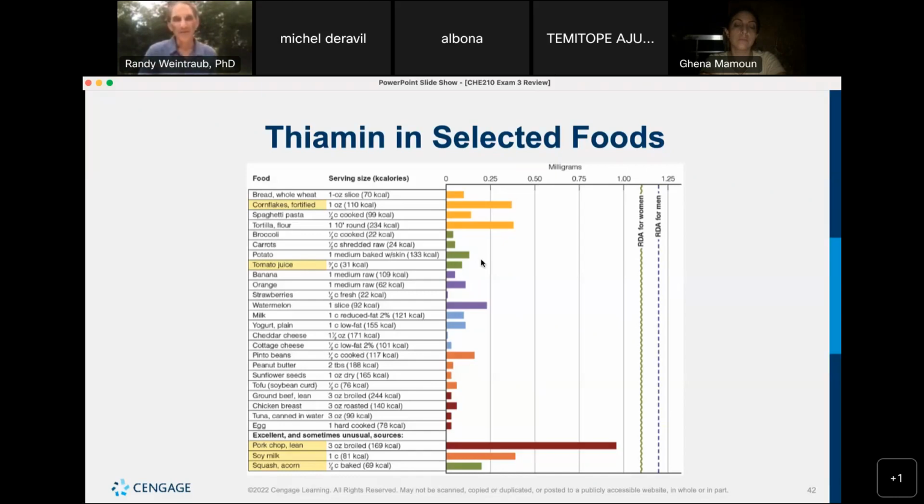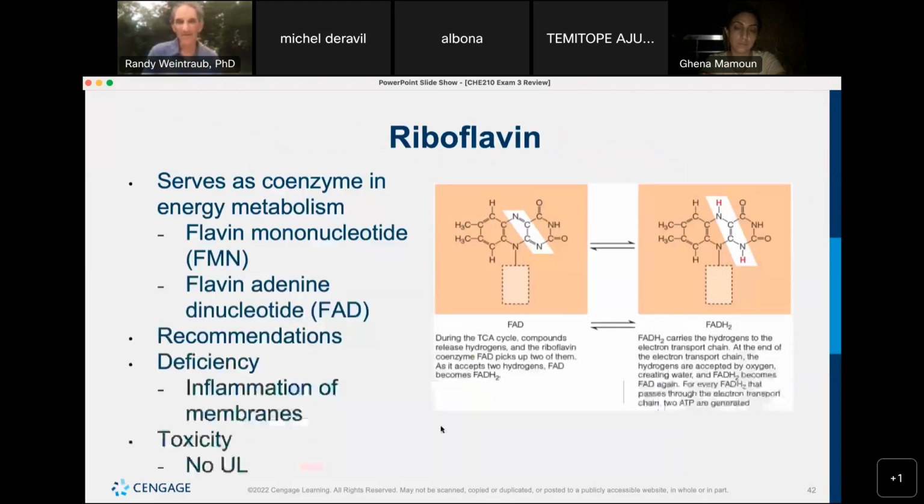Okay, riboflavin. With this flavin ending, riboflavin and niacin have these structures that are really important because they make up these molecules that are important for electron transfers. So it's certainly in energy metabolism. They can be oxidized and reduced. Again, important in energy metabolism. And no upper limit. What does that tell us? That means we don't know at what level it ever becomes toxic. It could be, but it's not studied well enough.